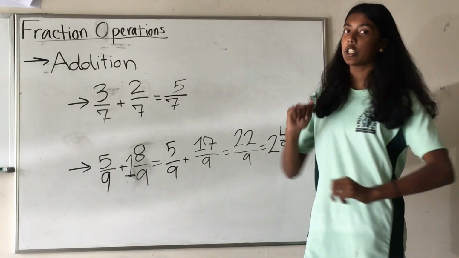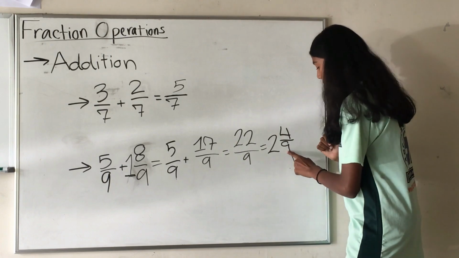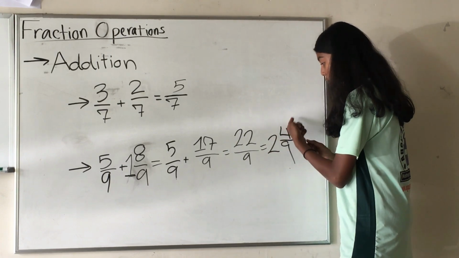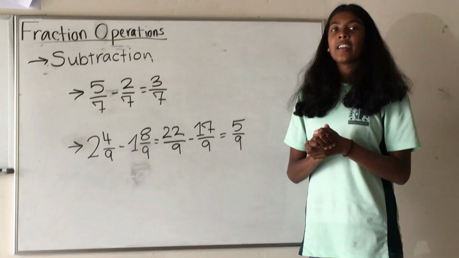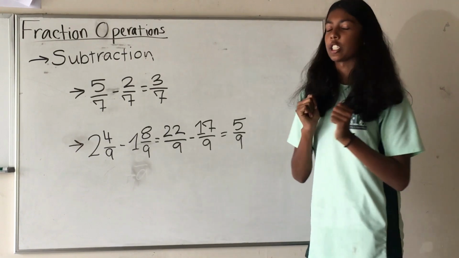And there is a check to make sure you got it right. You do 9 times 2 is 18. 18 plus 4 is 22. 22 over 9. Now we're going to move on to subtraction.